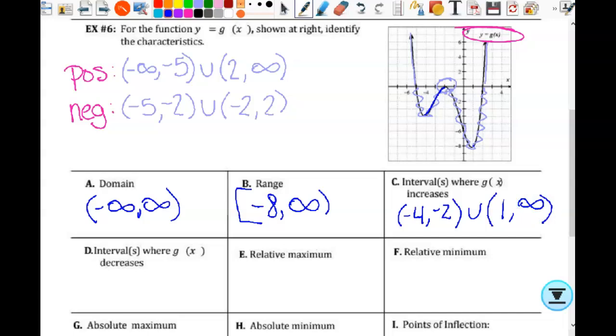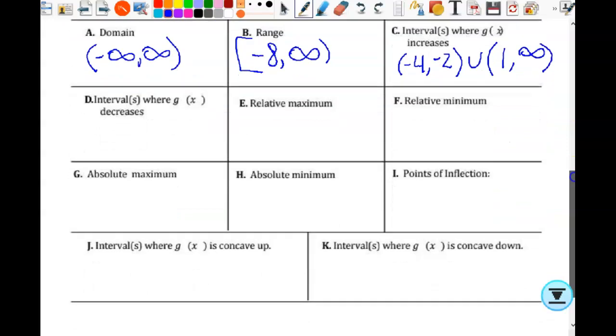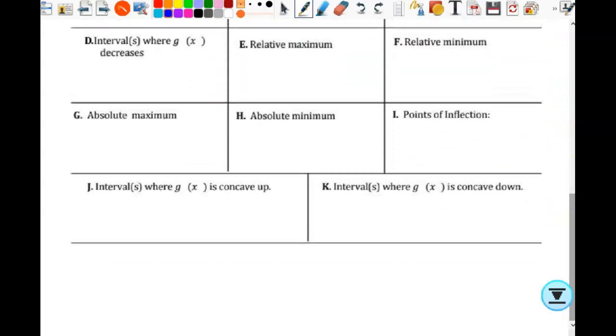We good? Okay, so I'm going to scroll so that you can see what I'm writing, which means you're going to have to look at your own graph. And I got to look at my paper. Intervals where g of x decreases. Where do I start decreasing first? -infinity. Good. And I go to -4. Do I decrease anywhere else? Yes. -2 to 1.